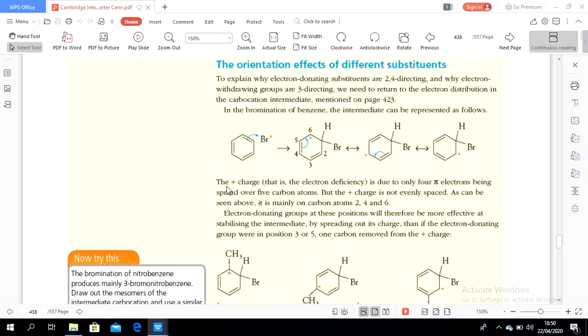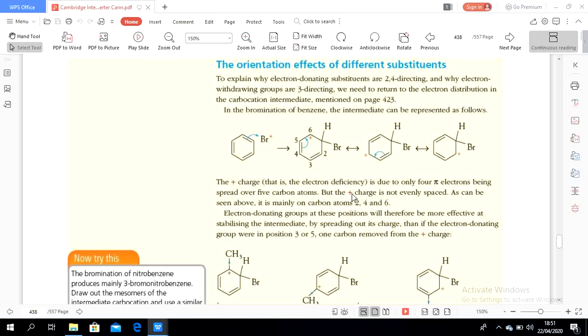Okay, let's see the positive charge, that is the electron deficiency. Positive charge means less electron, due to only 4 electrons being spread over 5 carbon atoms. So we do not consider this carbon atom because this carbon atom makes covalent bonds with hydrogen, bromine, carbon and carbon. But the deficiency is here, this one.